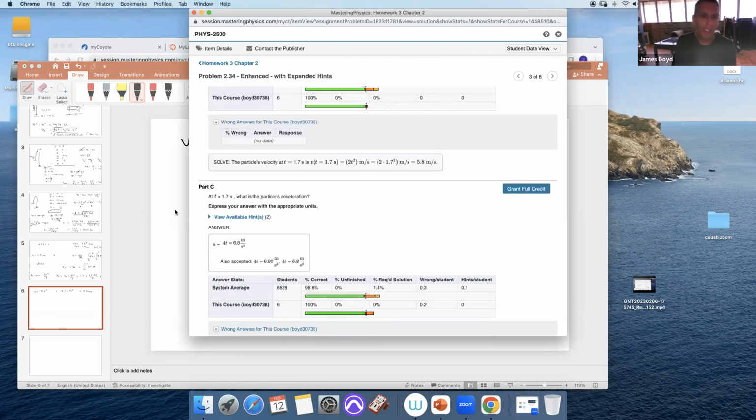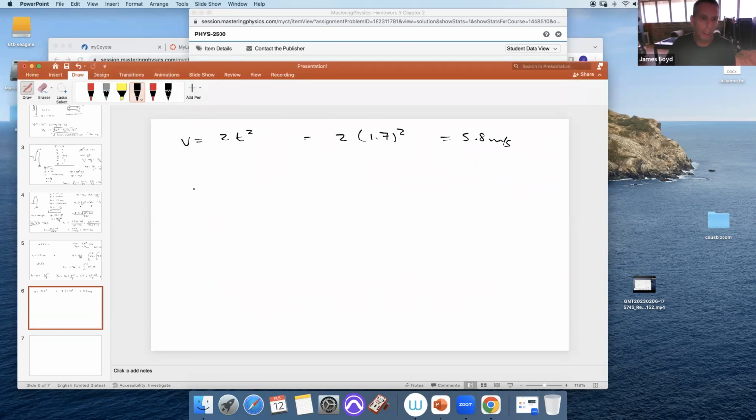And then finally, what is the acceleration at 1.7 seconds? Now, the acceleration is the time derivative of v. The time derivative of 2t squared is 4t. The 2 comes down and you lose a power. So this is 4 times 1.7, or 6.8. And those units are meters per second squared.